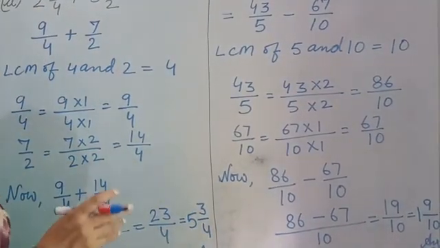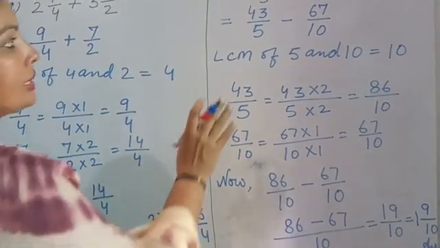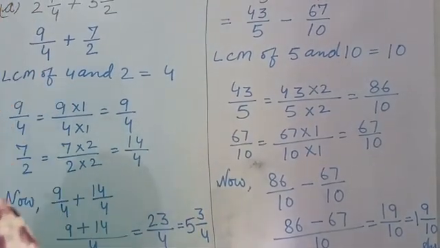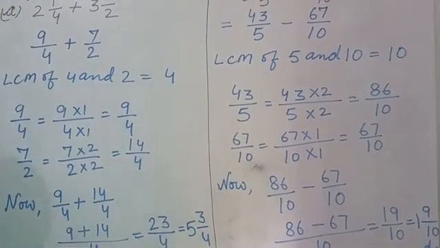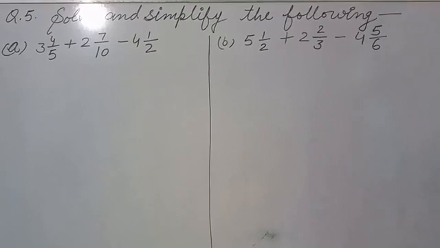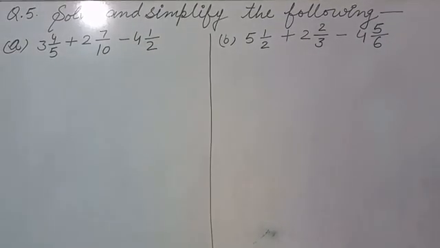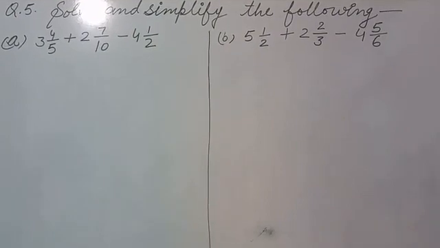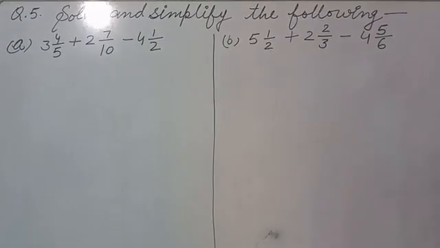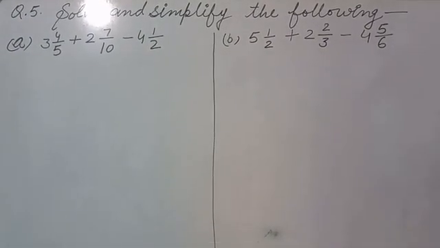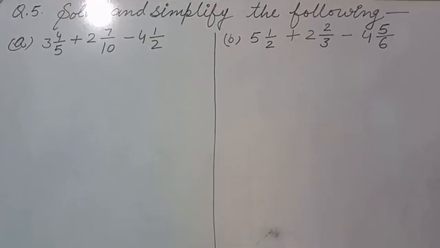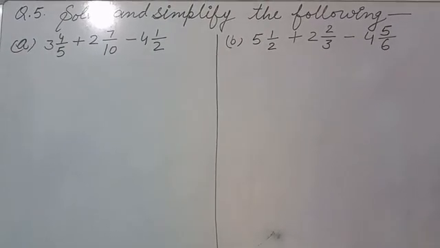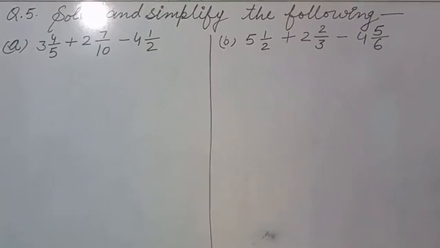Okay, the D part you will do yourself. That is also the same process. Okay. After that, question number 5. Now question number 5. Solve and simplify the following. Solve means you have to solve here. Plus and minus together are given here. So you should solve and then simplify. If the answer is not in lowest terms, you should reduce that to lowest terms.